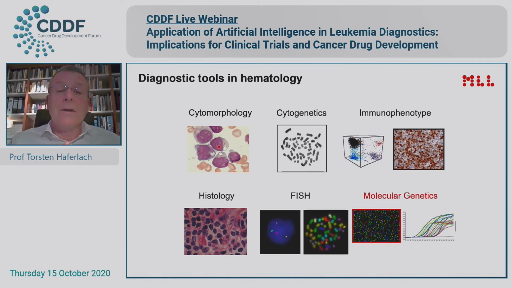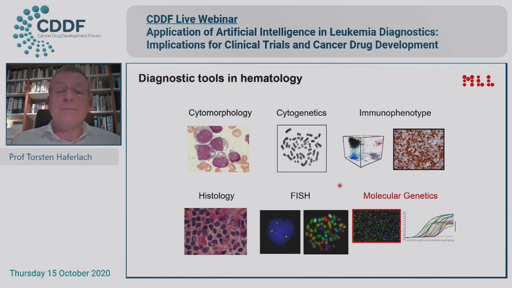Now, leukemia diagnostics depends on several techniques. Some of them are very old, more than 100 years, like cytomorphology. Cytogenetics has been introduced in that field nearly 50 years ago. We have histology that is normally done by pathologists, and I will not cover this subject because we don't do trephine biopsies, we don't do paraffin-embedded material. We work with liquids like blood and bone marrow aspirates.